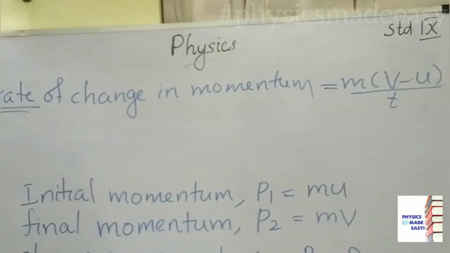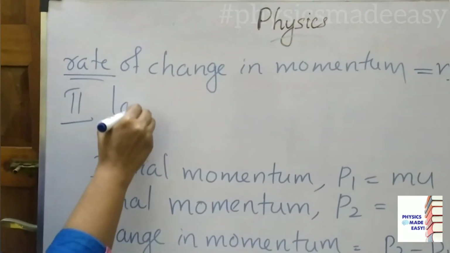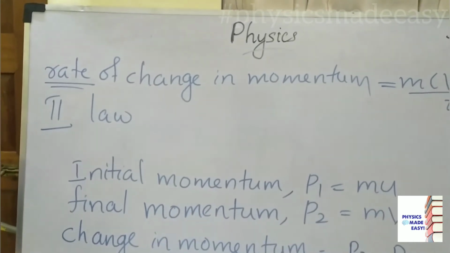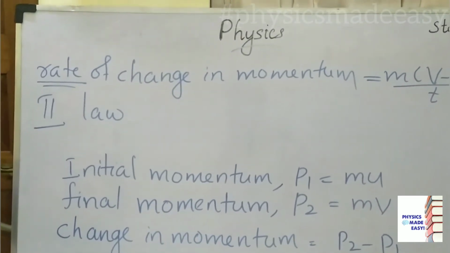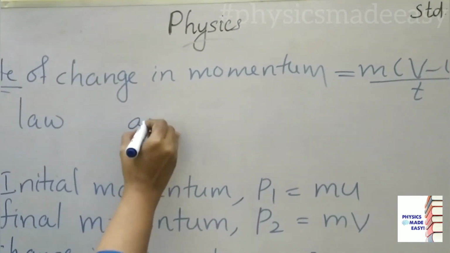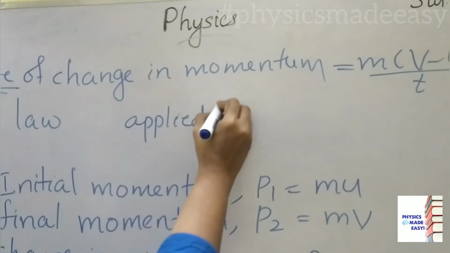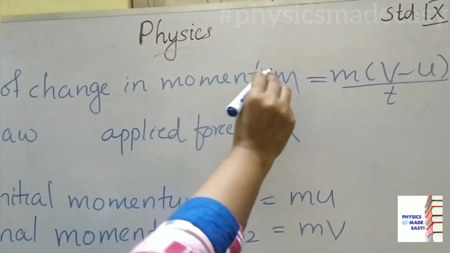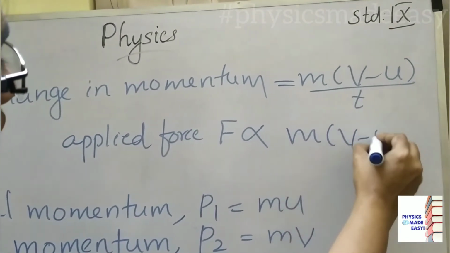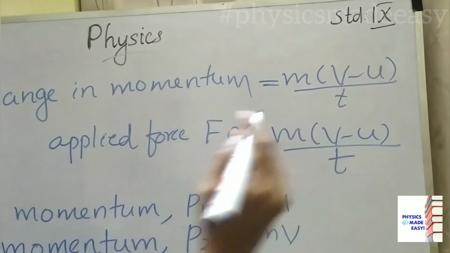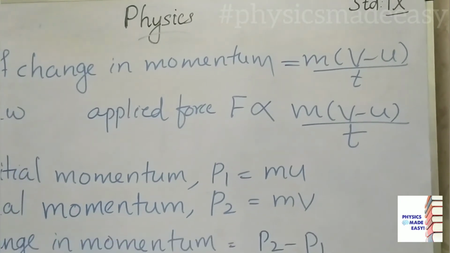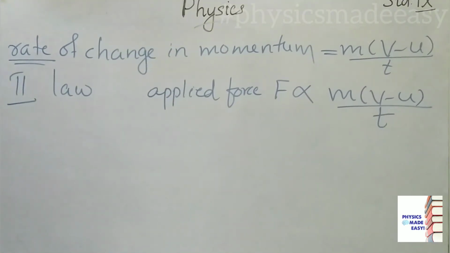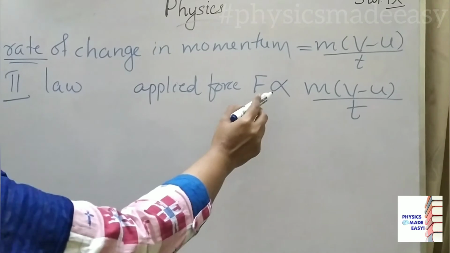Then according to Newton's second law, the rate of change in momentum is proportional to force. But for deriving the equation of force, we are going to take like this. The applied force F is proportional to rate of change in momentum. So we can write this as m into v minus u divided by t. Here you can see a proportionality sign. We have to remove that. We need equation. So we don't want this sign here.